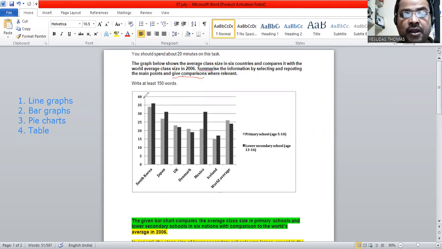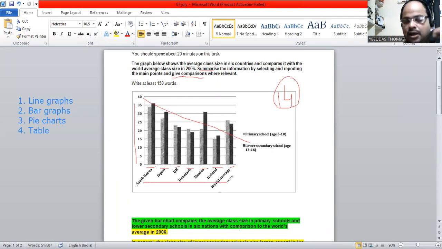We have a handful of information. We have two figures here, two here, two here, two here, two here, two here, and two here. So 7 times 2, 14 figures in this chart. Here we have a lot of figures, and a lot of countries. So it's a big thing.